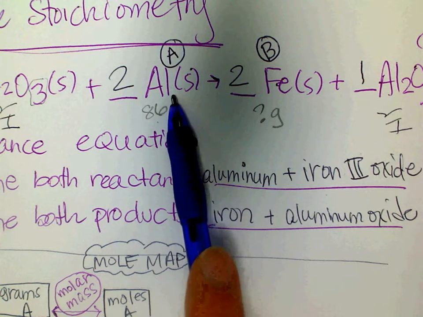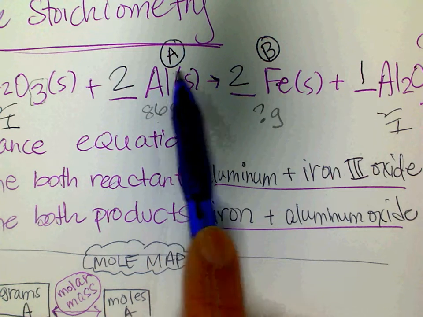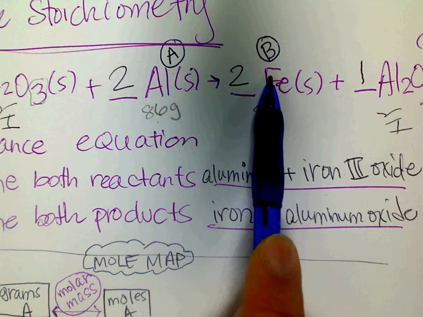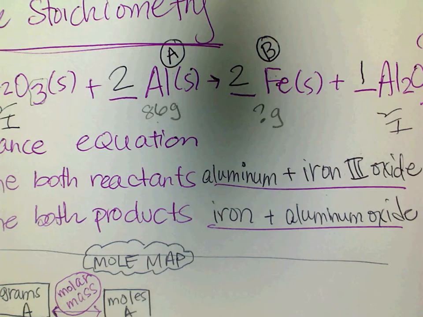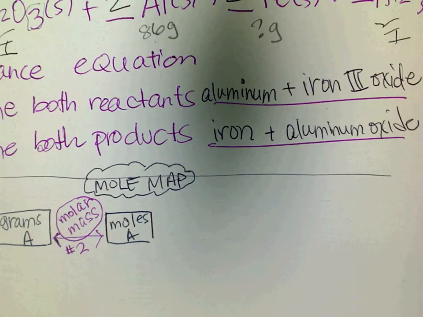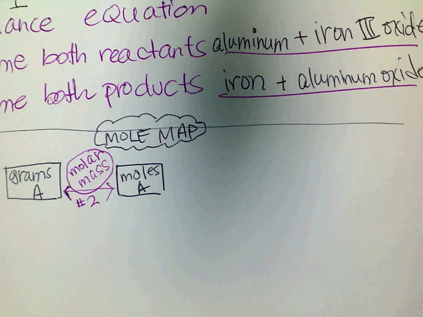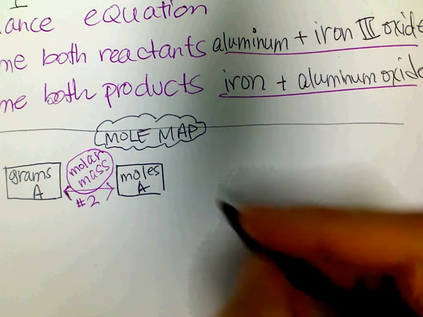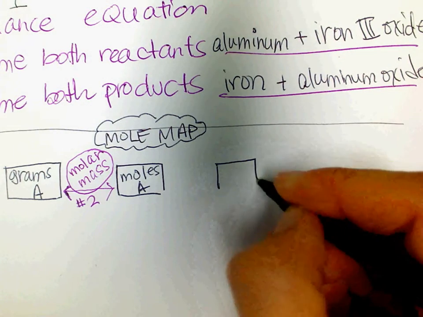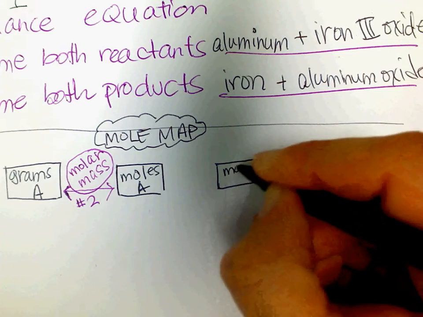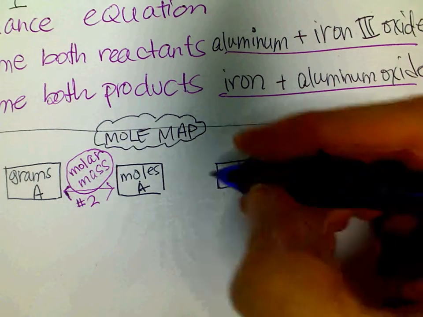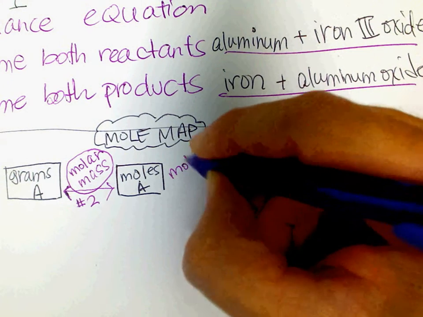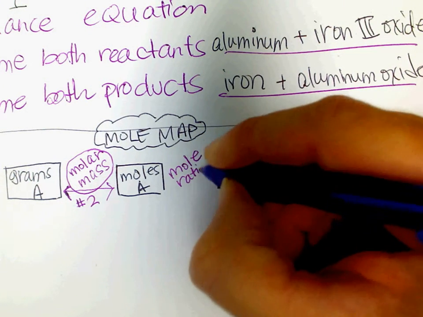We're trying to get from moles of A to moles of B. How do I go from moles of one substance to moles of another substance? What conversion factor do I need? Number 3. I want to go from moles of A to moles of B. That's my next stop. And I'm going to use my mole to mole ratio.